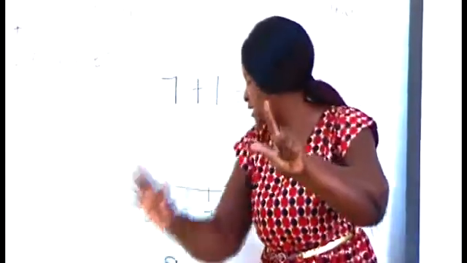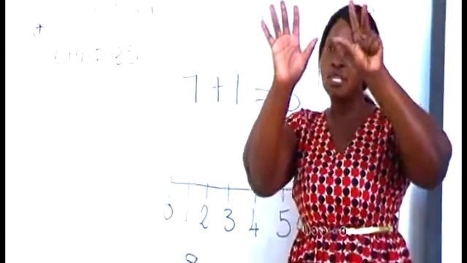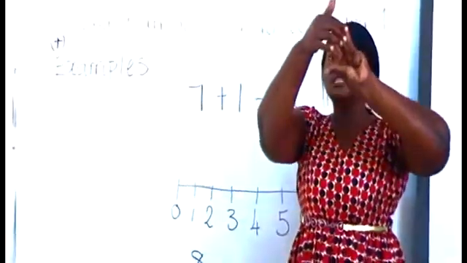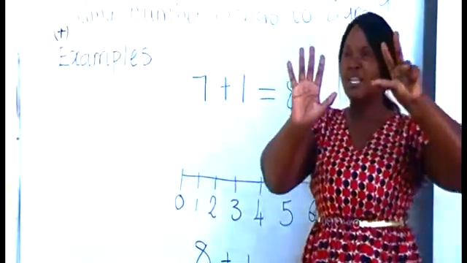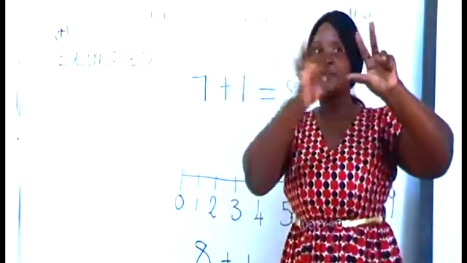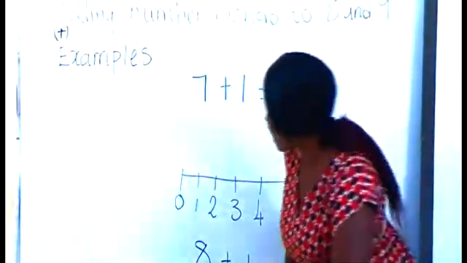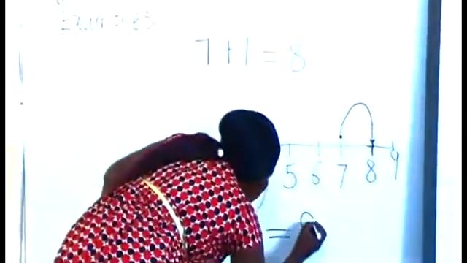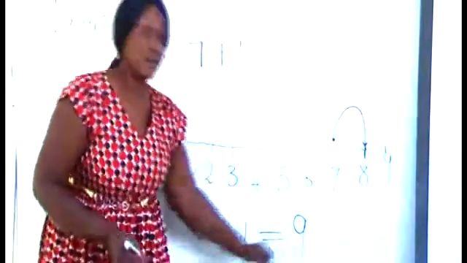Now, remember we are adding 8 plus 1. How many fingers are we going to include on these 8 fingers? 1 finger. So you unfold one more finger. Now how many are there together? 1, 2, 3, 4, 5, 6, 7, 8, 9. So 9 is the answer. 8 plus 1, the answer is 9.